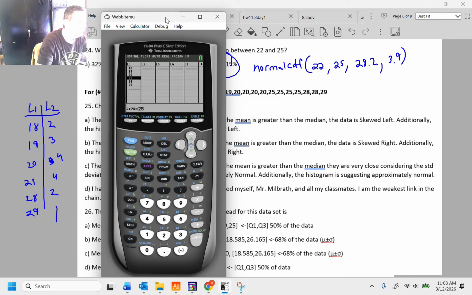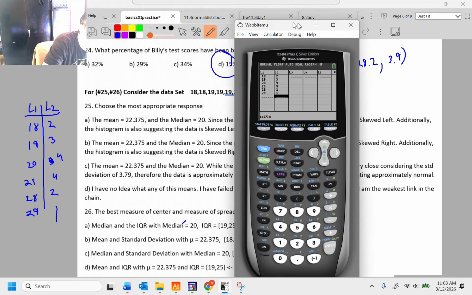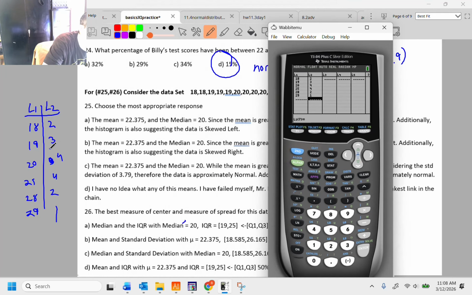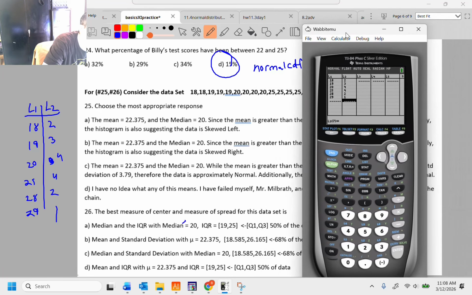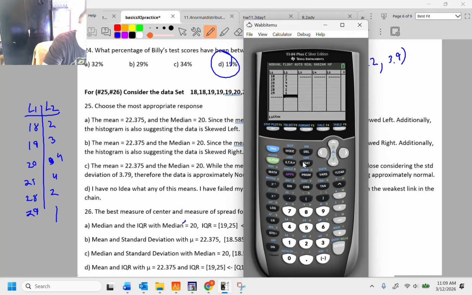D, there we go. 2, 3, 4, 4, 2, 1. All right, let's make sure I actually chose those numbers right. 18 twice, 19 3 times, 24 times, 25 4 times, 28 twice. That looks good. All right, so it's all in there.